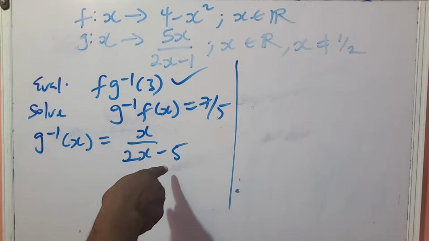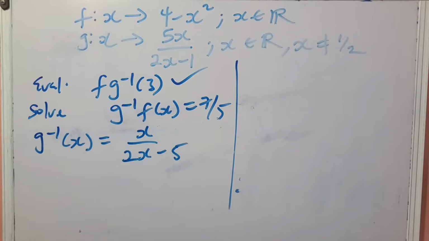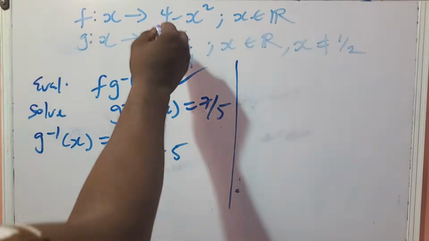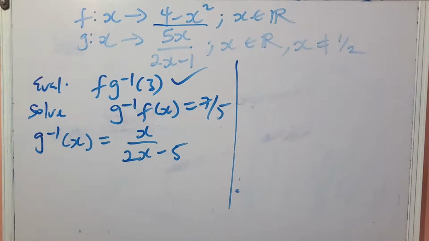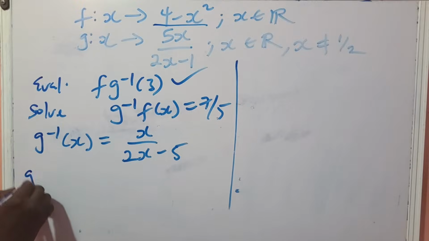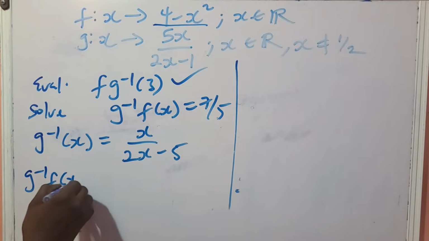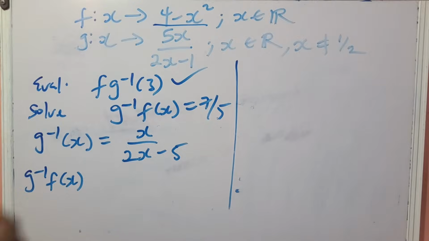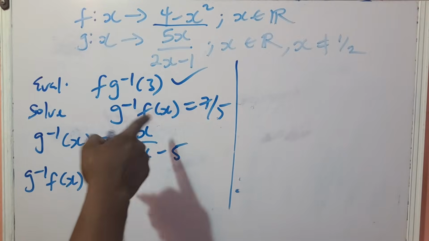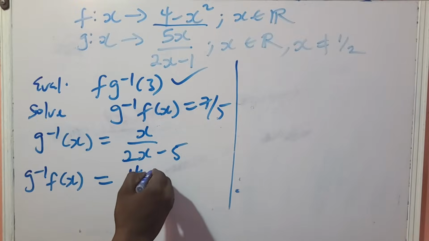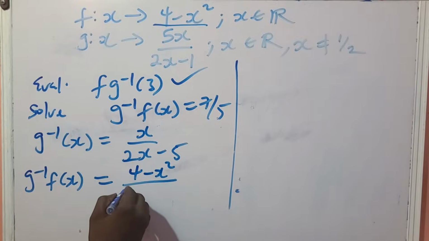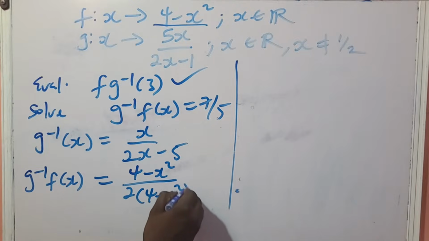The parent is the G inverse. Now the child is the f function. This is the f function right here. So we want to fix this inside wherever we see x. So to now get G inverse with your f as a child, this will be equal to 4, wherever you see x, you put in 4 minus x squared, over 2, wherever you see x, you put 4 minus x squared minus 5.